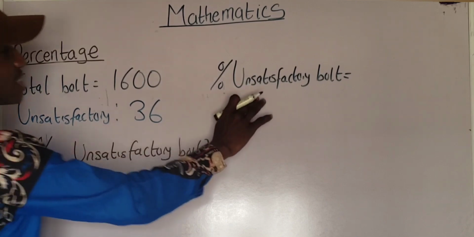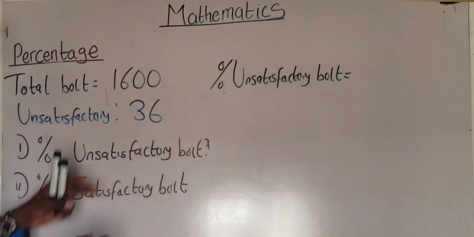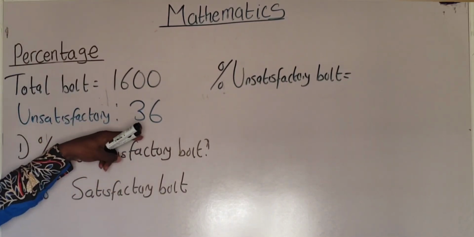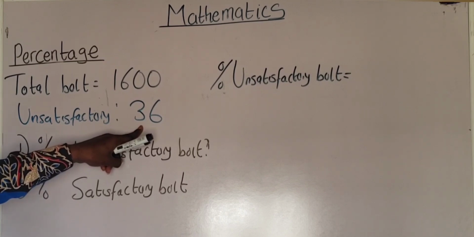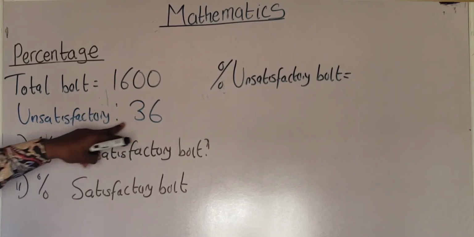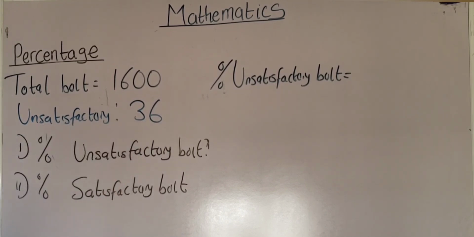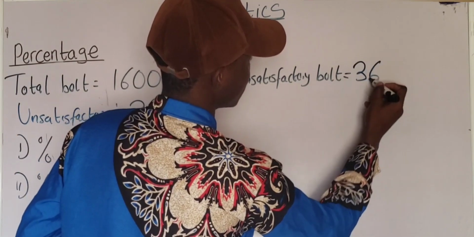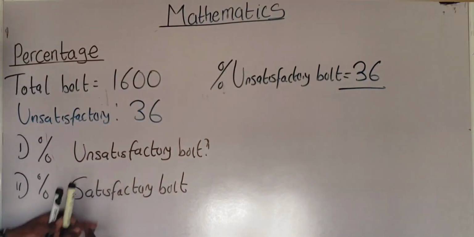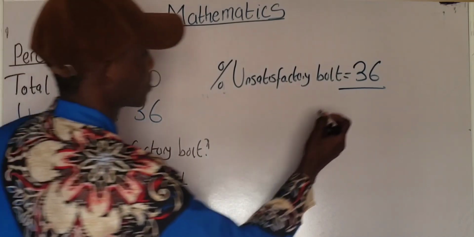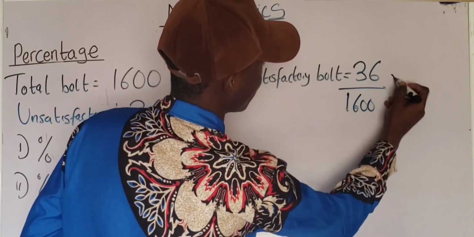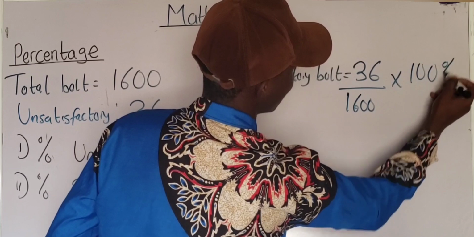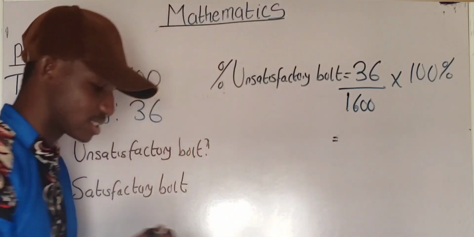So I'm very sure you will understand. Okay. Now the percentage of unsatisfactory votes will be the number of unsatisfactory votes that we are given. In that case, that is 36. Do you understand? We are given that the unsatisfactory vote is 36. So I'm going to have 36 all over the total number of votes that is manufactured. That is 1,600, multiplied by 100%. That is the percentage of unsatisfactory votes.